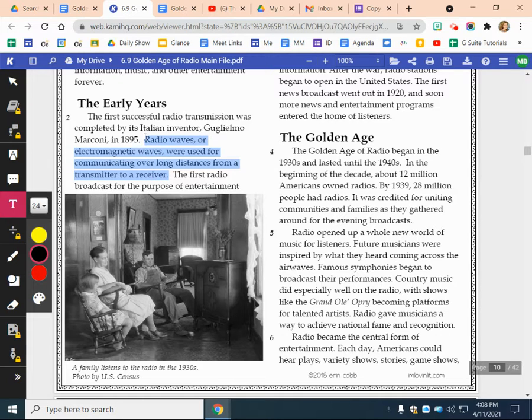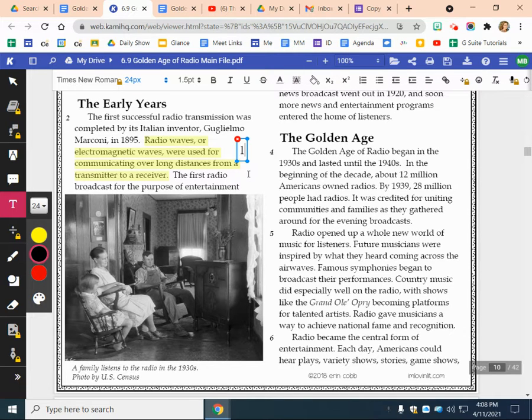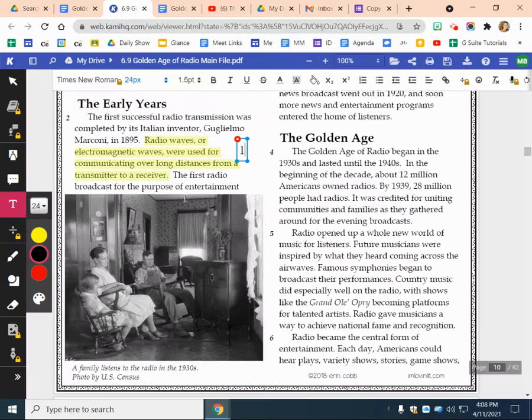So we're going to highlight that. Let's see, I'm working here. I need to make sure that I'm in the text box, comment, markup, text highlighter. There we go. So we're going to highlight that second sentence, and then we are going to make sure that we number that number 1. And remember, that sentence was explaining how radio waves were used. Okay, they were used for communicating over long distances from a transmitter to a receiver.